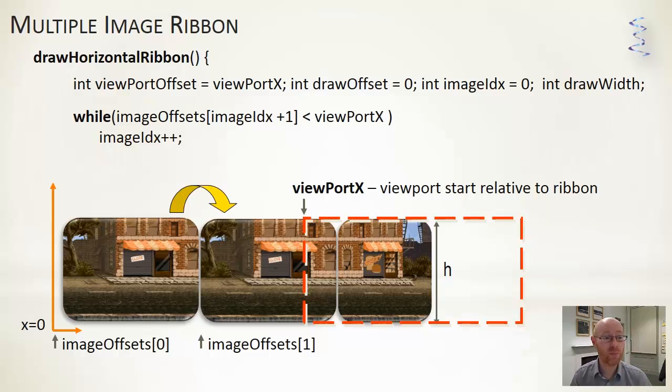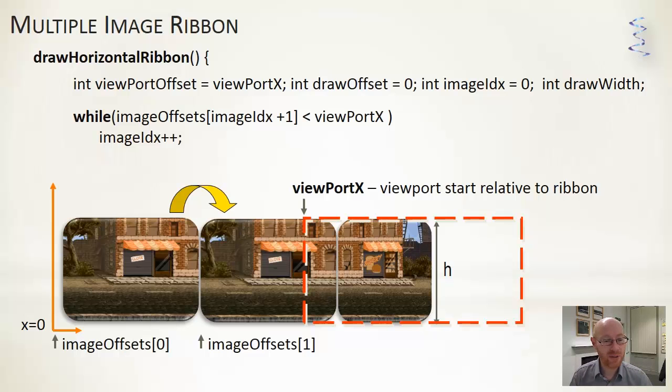So we've got a while loop, whilst the image offsets, and here we're looking at image index plus 1. So originally it's initialized to 0, so this is 0 plus 1 initially, the 1, is less than viewport x. We will go on to the next image. So what that does is that it steps through the images, and because we're looking at image index plus 1, it's really looking at where the next image starts.